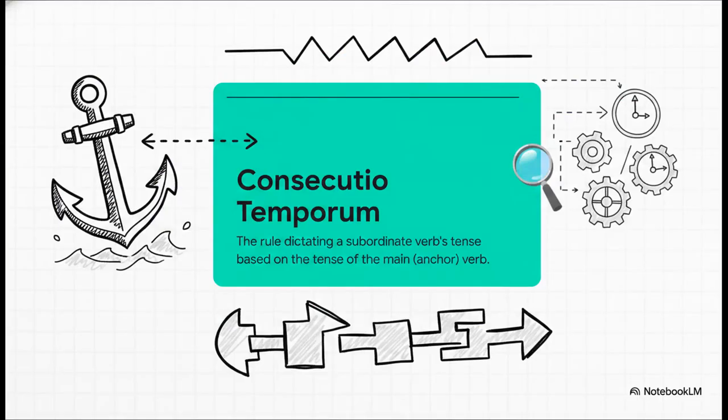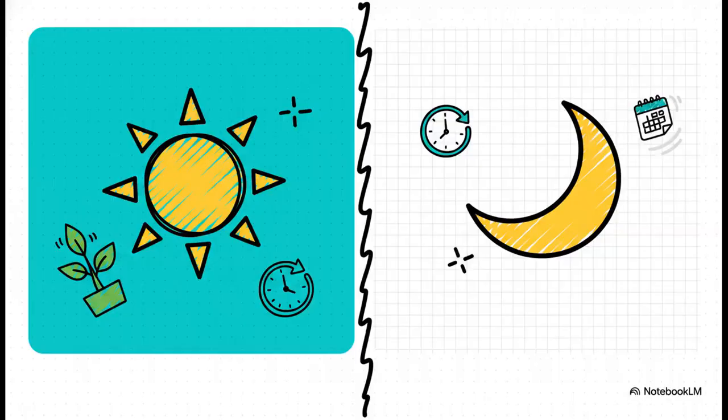Now, it has a fancy Latin name, consecutio temporum, which just means sequence of tenses. But all you need to know is this. The main verb in your sentence acts like an anchor. The tense of that anchor verb determines every single choice you can make in the subjunctive clause that follows. It's all connected. So the most important thing you have to do is figure out which of two worlds your anchor verb lives in. Is it in the present sphere, connected to right now, or is it in the past sphere, talking about a time before now? That one decision changes everything.